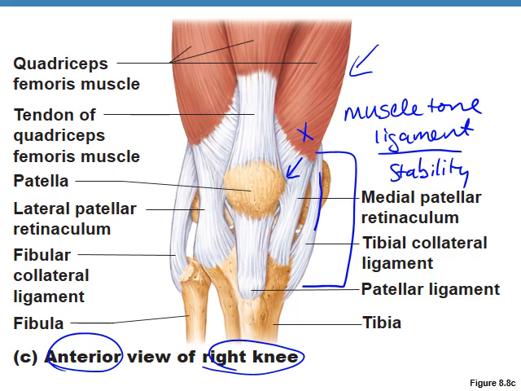So basically we have a very complicated structure, many different players, if you will, ligaments and tendons, all of these bursa, all in a very small confined area. So damage to one could actually affect all of the joint.